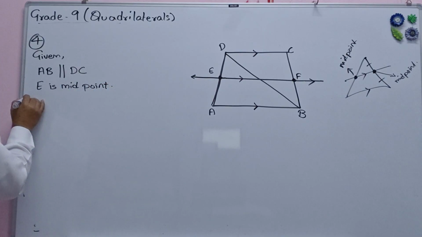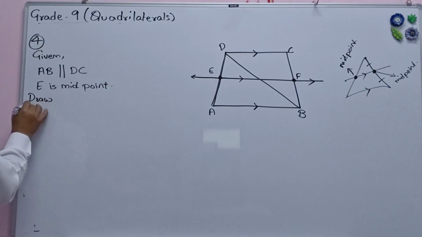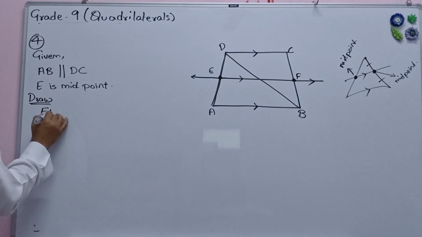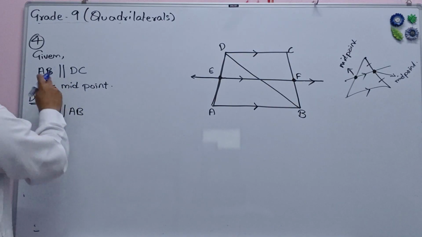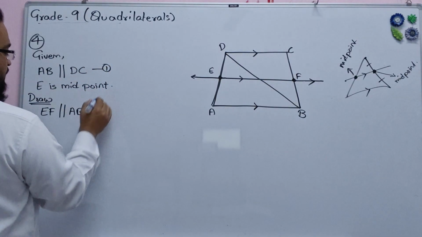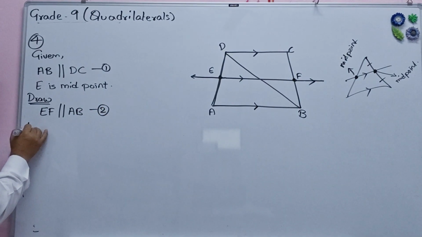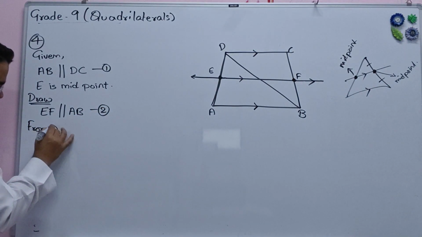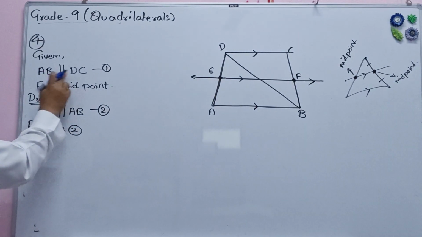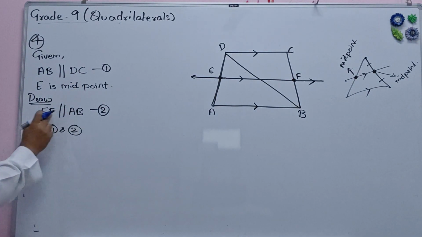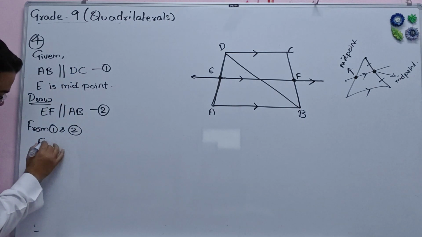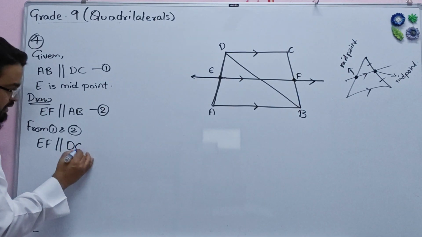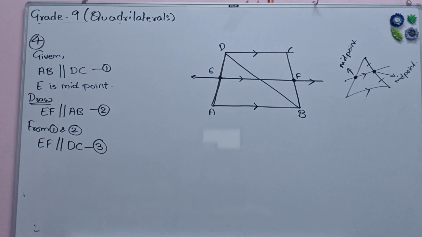Now what did we do? What we have drawn? Draw EF parallel to AB. Is it right? And AB is parallel to DC. From one, this is 1 and this is 2. So from 1 and 2, AB is parallel to DC, and in the same way AB is parallel to EF. That means EF is parallel to DC. Is it right? So this we got. So keep it in mind.